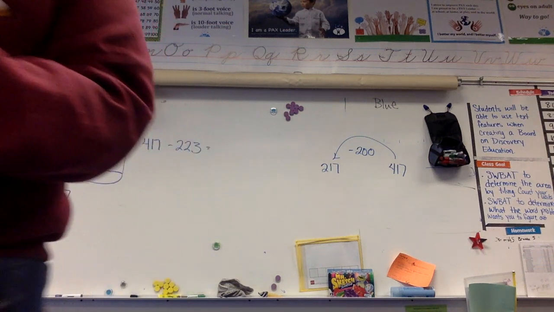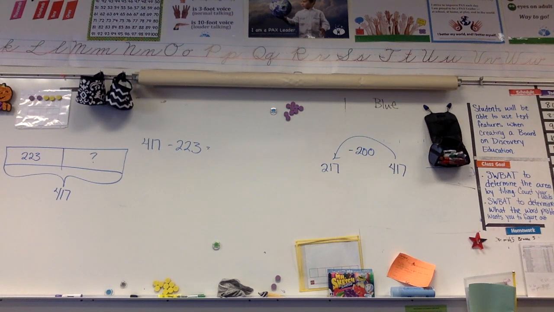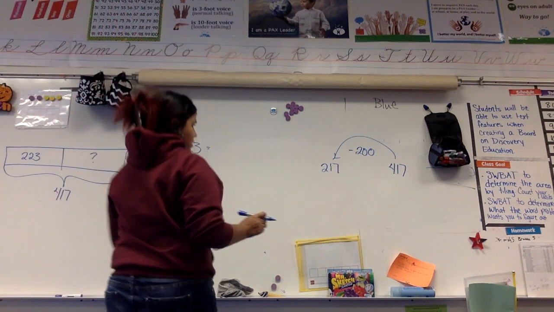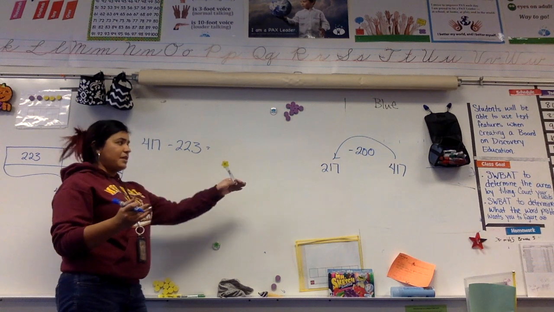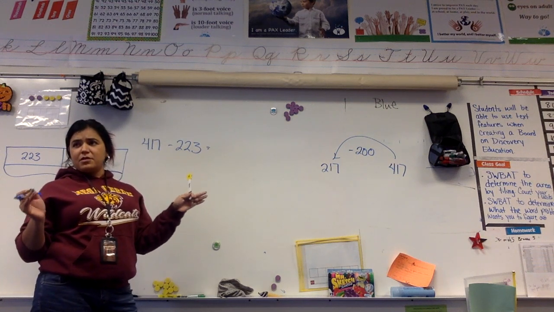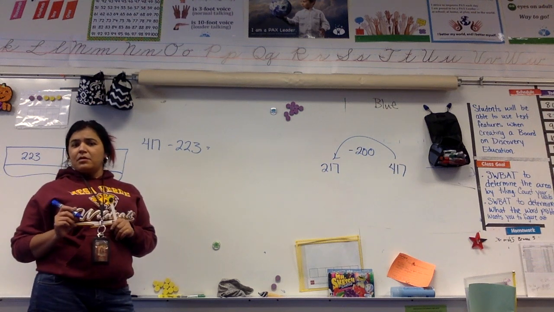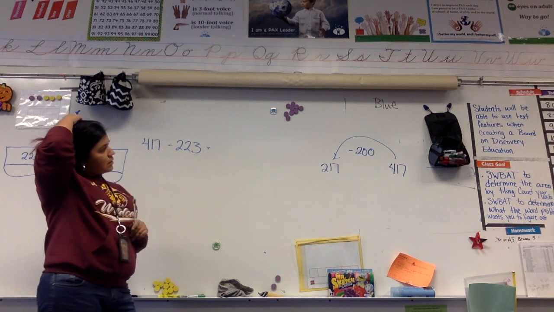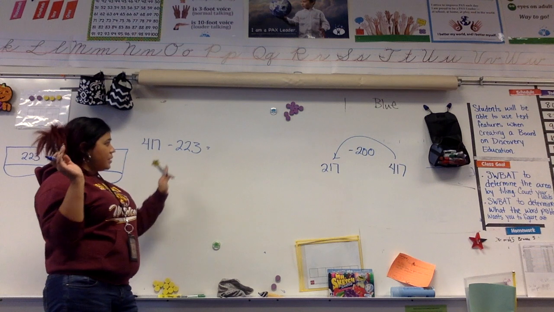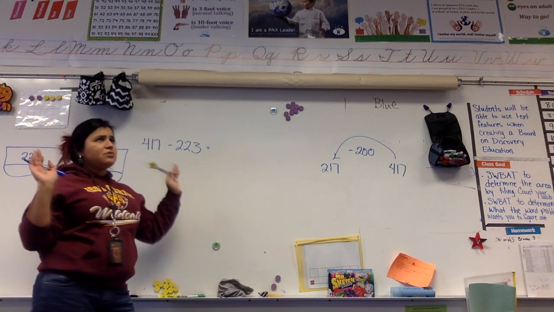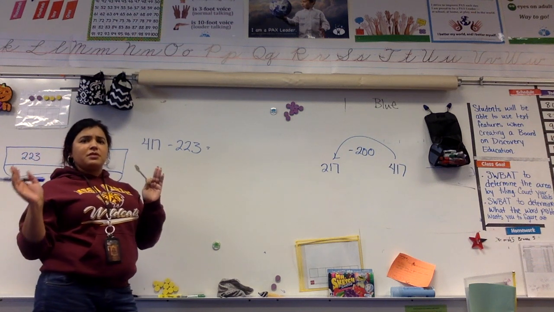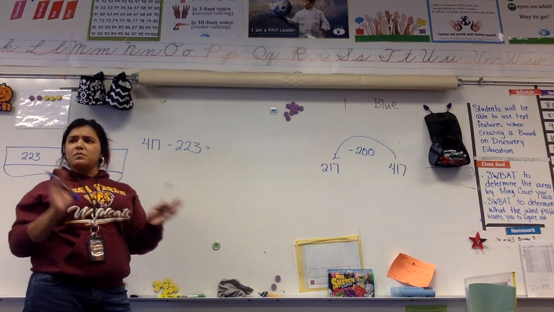Now, let's see. Reese, would you agree with what Jake did? Do you agree with the answer that she has come up with so far? Yes. Okay, what's the next step? We have to minus 23. Okay, but are we going to do 23? Are we going to do the tens? Are we going to do the ones? What are we doing next?